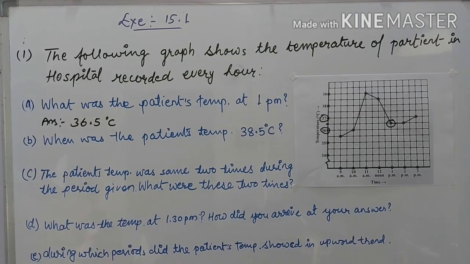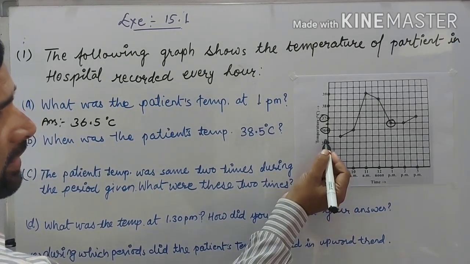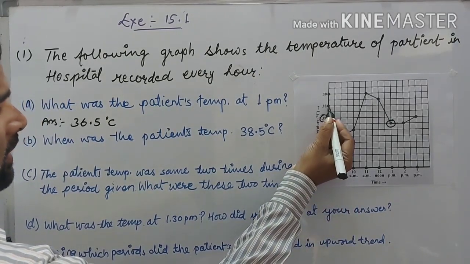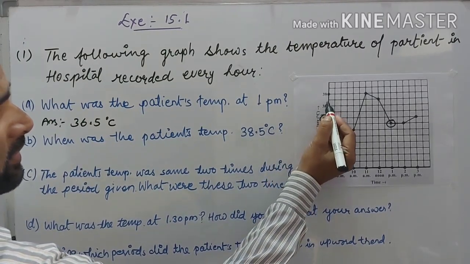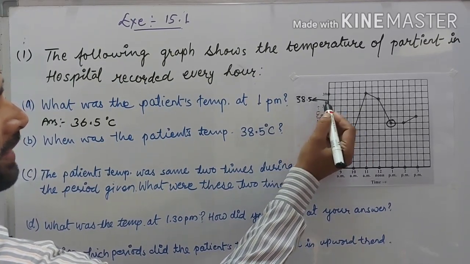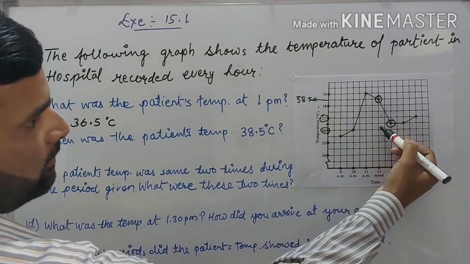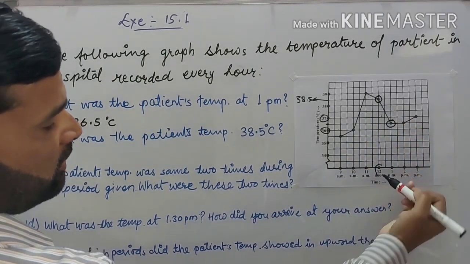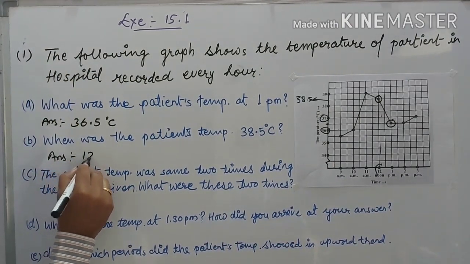Okay, now the second question is: when was the patient's temperature 38.5 centigrade? Again you look at the diagram. Here you write 34, 35, 36, 37 and 38. The 38.5 is between 38 and 39. This is the line of 38.5 temperature, and going to this point and downward, the time is 12 noon. The answer is 12 noon.